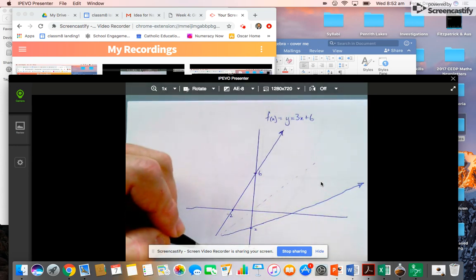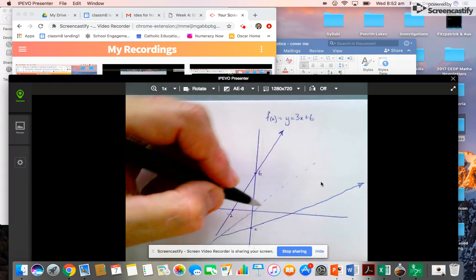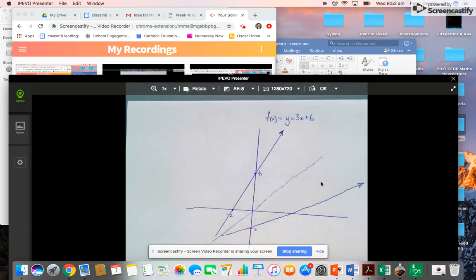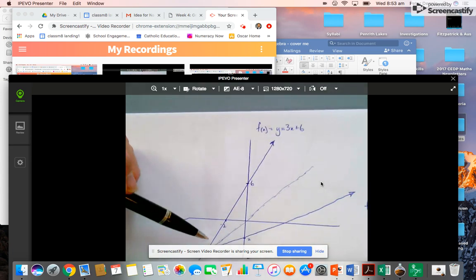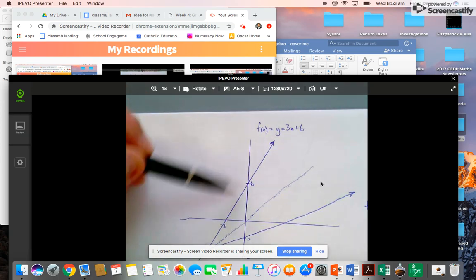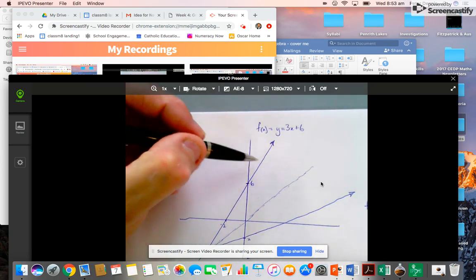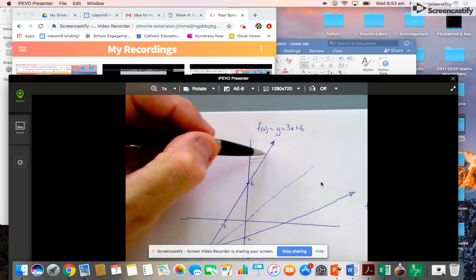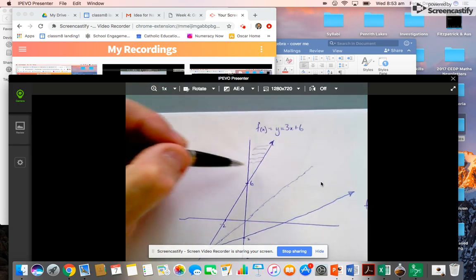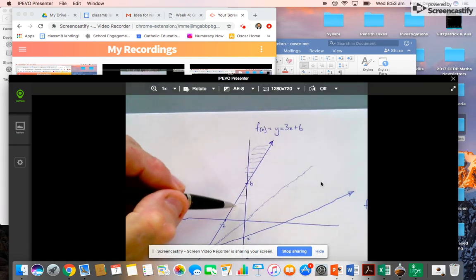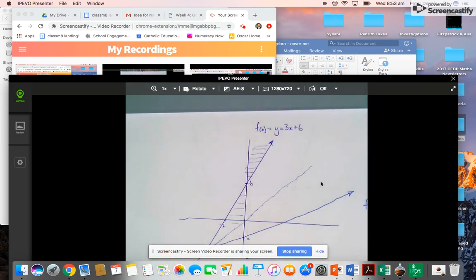And if this is the line y equals x, all inverse functions have that reflection in the line y equals x. Now, the nice thing about this is that this function is an injective function. It's always increasing, therefore it is an injective function. For every y value, there is at most one x value.